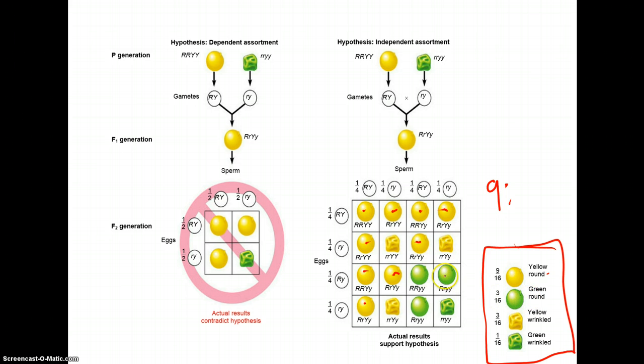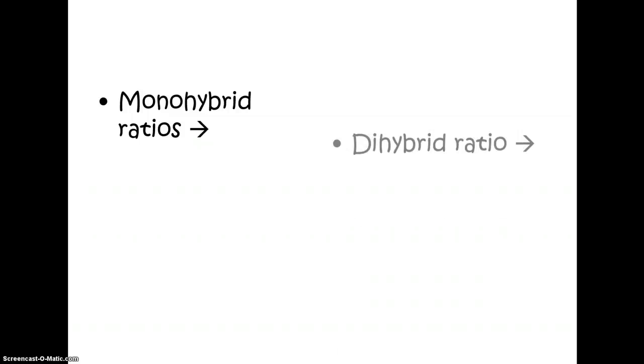How many of them are going to be green and round? 1, 2, 3. How many of them are going to be yellow but wrinkled? 1, 2, 3. What do you think that last number is going to be? How many of them are green and wrinkled? Just 1. 9:3 to 3:1. You will see that anytime you cross 2 heterozygous individuals in a dihybrid cross. This is a really good way to double check yourself when you're working on those kinds of problems.